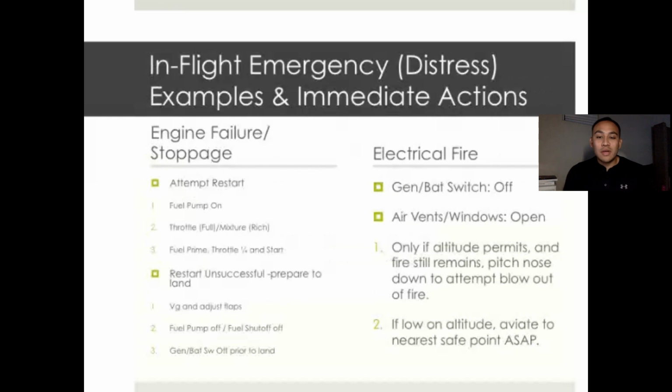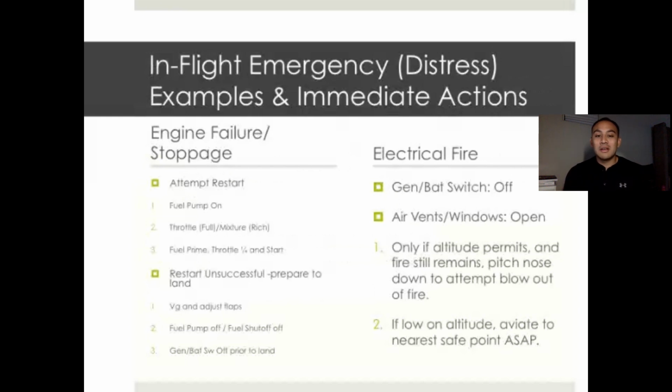As you see in front of you, I have two examples for any distress type of in-flight emergency. The first example I have is engine failure and or stoppage, only because it's a very common and hot topic. The first thing you want to do for any random engine failure where there was no sign for it to stop at all, first check if you have fuel. All right. If you have fuel, attempt a restart. For some reason, your engine quit.